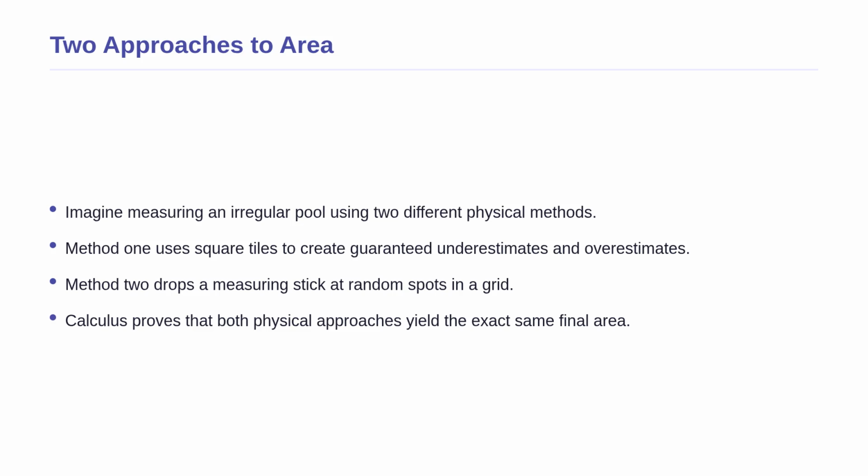Before we look at any equations, let us understand why this concept matters. Imagine trying to measure the exact area of an irregularly shaped swimming pool. You could use square tiles, placing them strictly inside to get a guaranteed underestimate, and then covering the edges to get an overestimate. As the tiles get smaller, the true area is revealed. Alternatively, you could drop a measuring stick at random spots in a grid and add up the volumes. The beautiful truth of calculus is that both physical approaches yield the exact same answer.